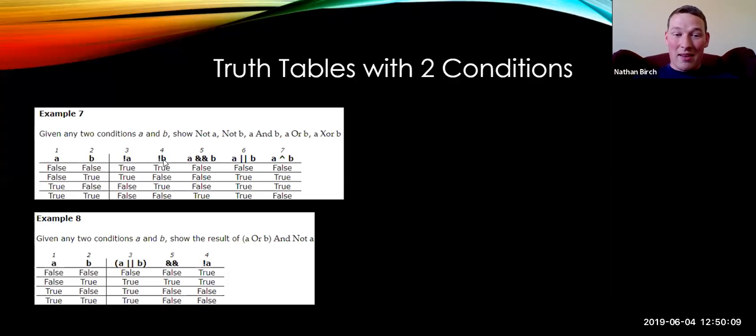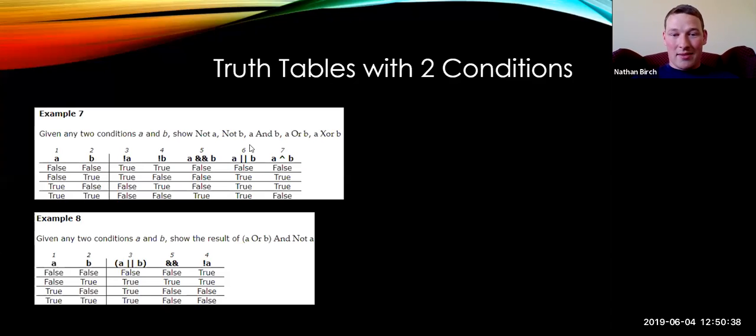Same thing with B. When I negate B, this column will be the exact opposite of column 2. So when B is false, if I negate B in my program, it'll be true. If B is true and I negate B, it'll be false. Now A and B: I want to see where A and B are true in these 4 scenarios. There's only one, that bottom one, when both are true. The rest will show false.